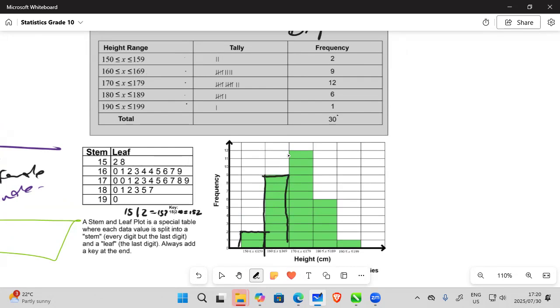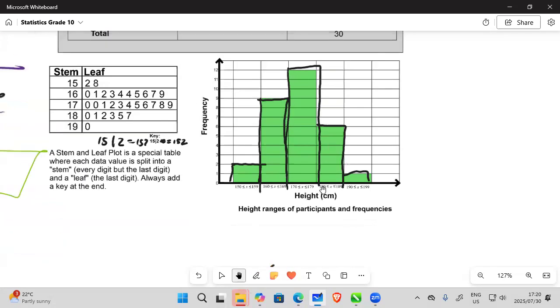And then you do all of that together. And yes, they must lie next to each other. And that's basically a histogram. Okay, can you see how I did it here?